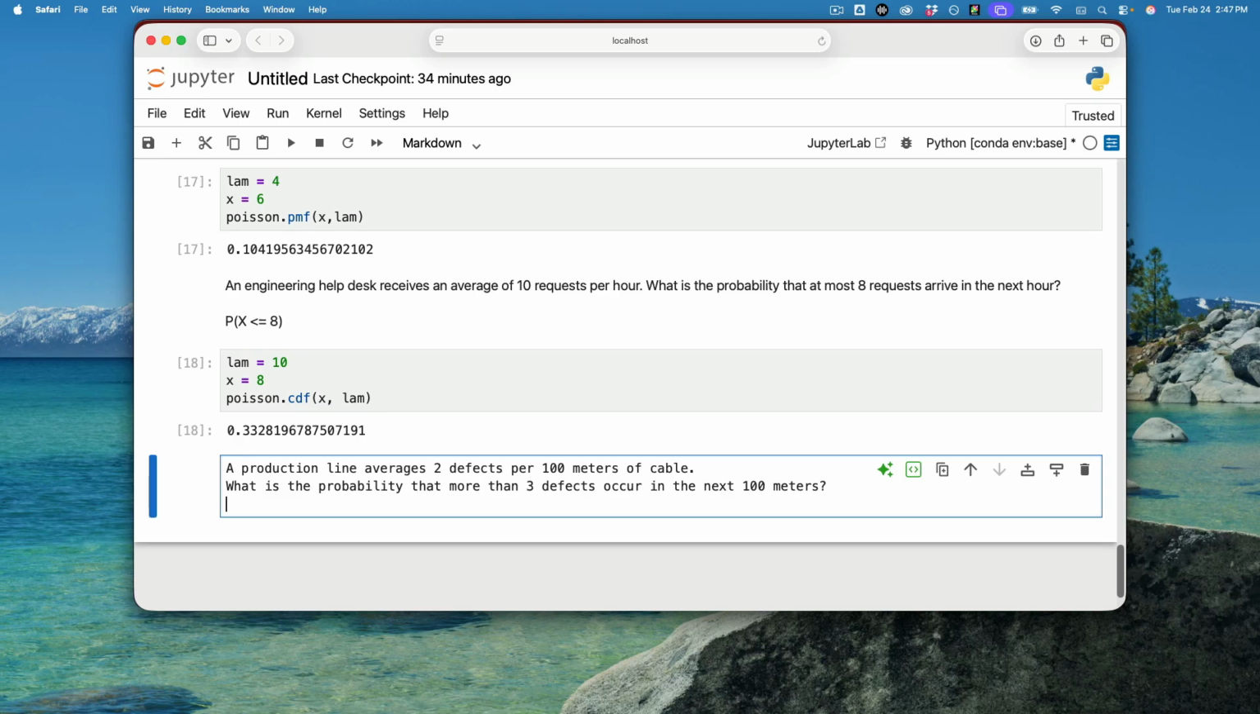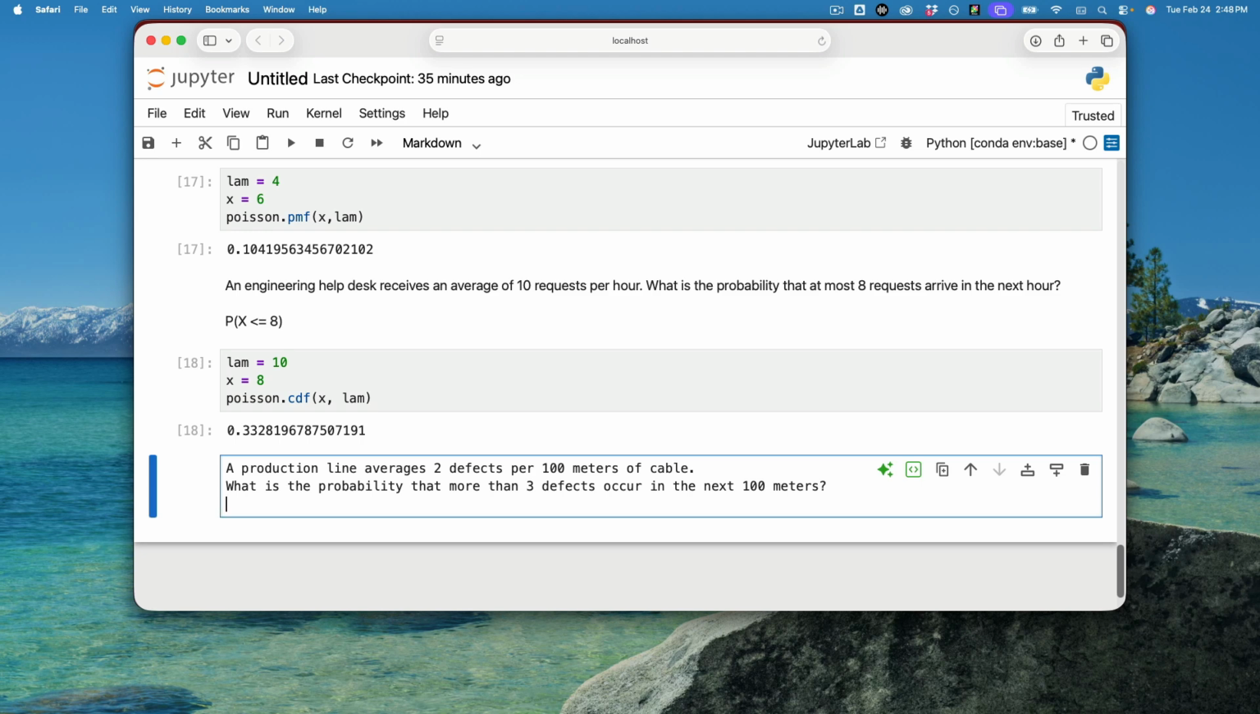A production line averages 2 defects per 100 meters of cable. Okay, what is the probability that more than 3 defects occur in the next 100 meters? Now, make sure that your lambda is the average over the same unit you're using here. If we were asking for more than 3 defects in the next 50 meters, then you need to compute lambda over the next 50 meters, which approximately would be lambda over 2 in this case. So just watch out.